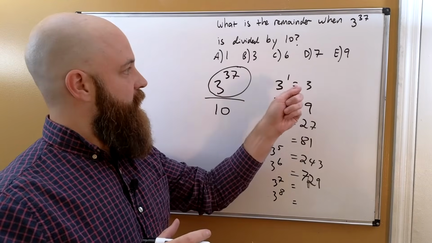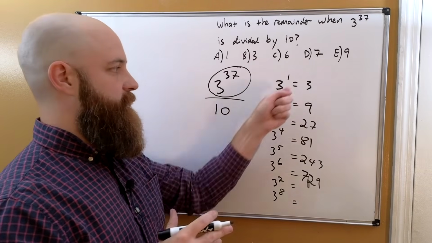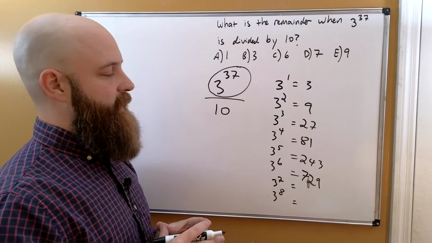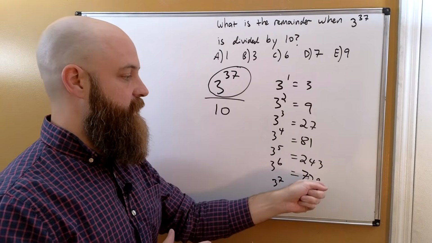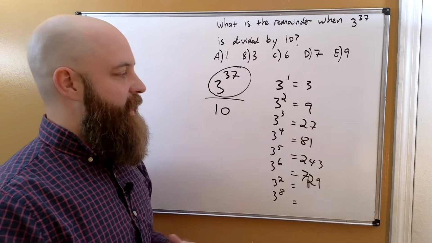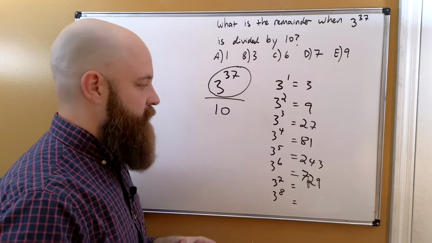Okay. So I'm interested in the units digit of 3 to the 37. What do I learn about the units digits of powers of 3? Well, 3, 9, 7, 1. Aha, back to 3, and then a 9. Okay, I'm betting I'm going to have a 7 and a 1 here. So let's see if that's the case.